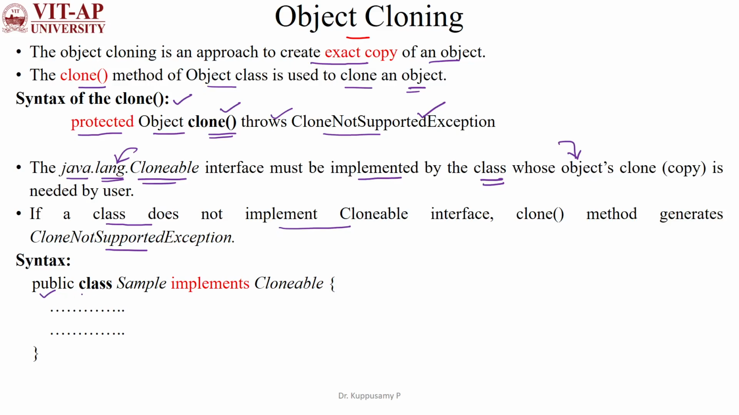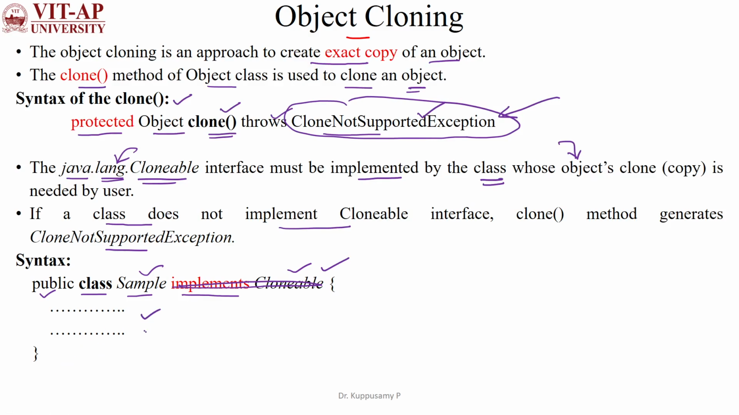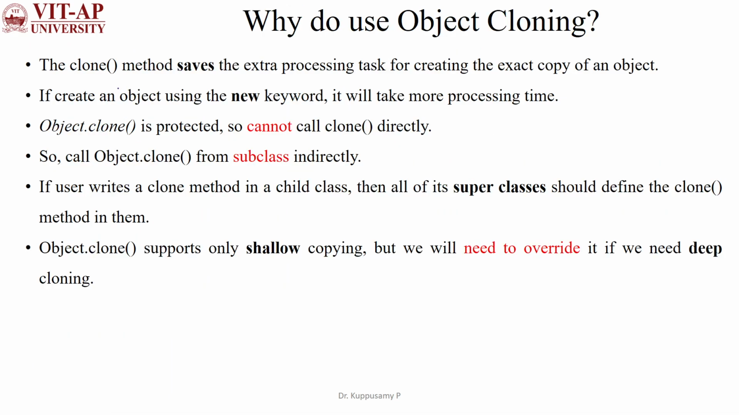Public is the access specifier, the class name is Sample, which is implementing the Cloneable interface. So here it will not generate this exception because it is implementing the Cloneable interface. Suppose we forgot to give the statement implements Cloneable, then it generates the CloneNotSupportedException. Then inside that we can write any number of statements. We will see the example in the next slide.